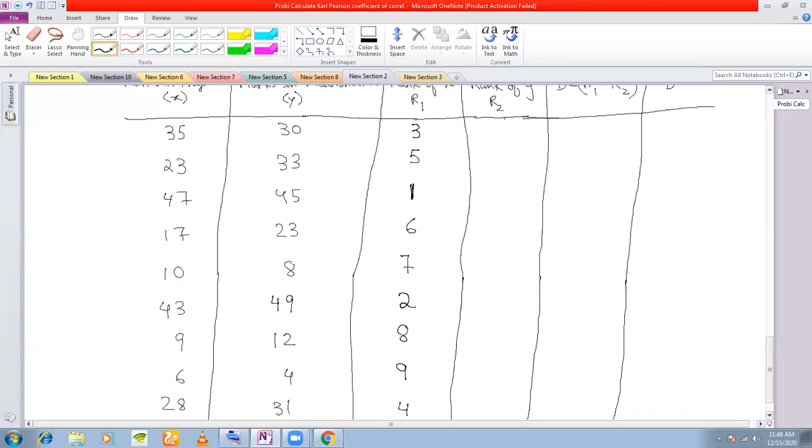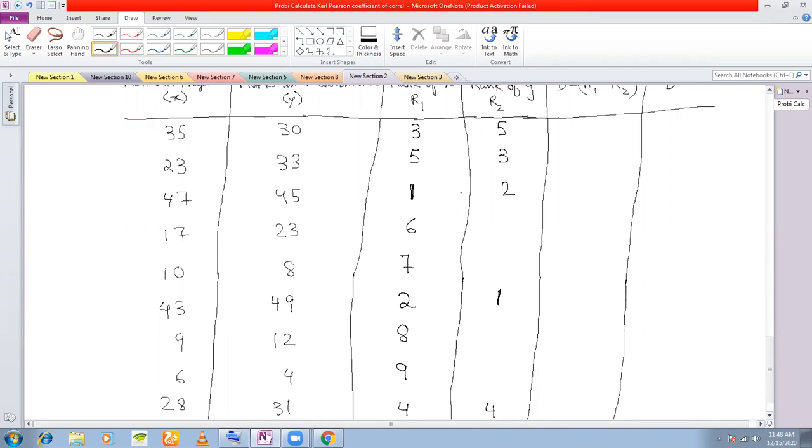Similarly, you assign the ranks for R2 also. The highest mark here in Y is 49, so you give this a rank 1. The next highest marks is 45 in Y, so you give it a rank 2. The next highest is 33, so you give this 3. The next highest is 31, so you give it a rank 4. The next highest in the Y series is 30.